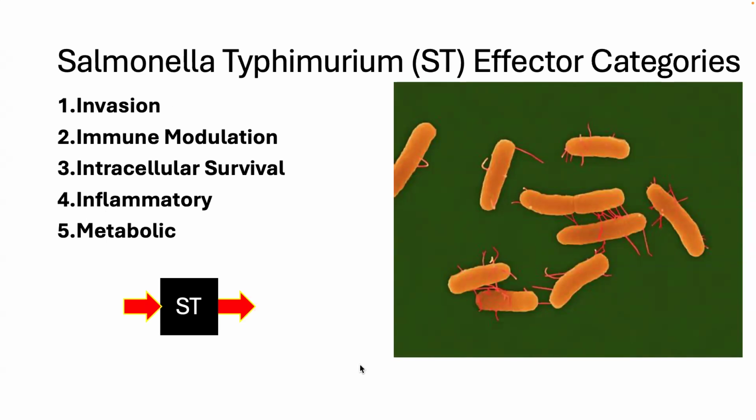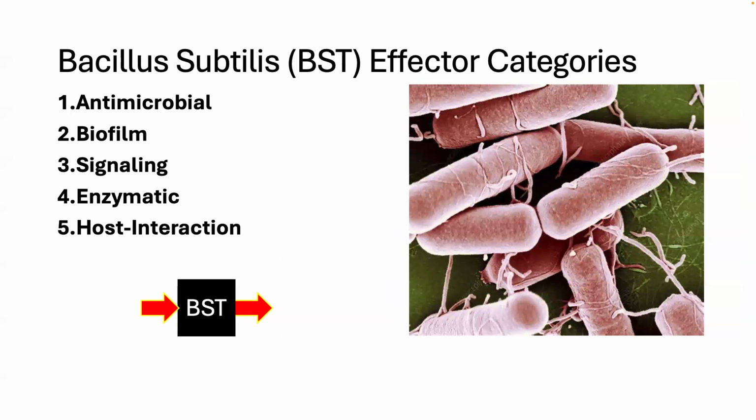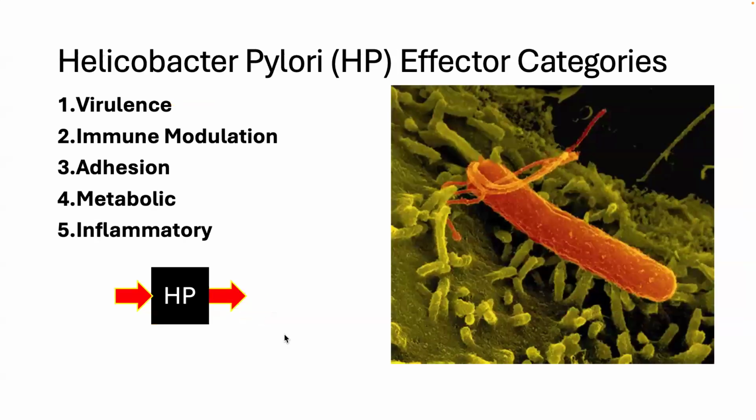For Salmonella, invasion, immune modulation, intercellular survival, inflammatory response, and metabolic. These are the types of categories that start to come up with Salmonella. Once again, this is a bad guy category for that individual bacteria. Bacillus, it's antimicrobial, it has biofilms, signaling, enzymatic and host interaction. So, but overall, not doing too much in the way of nefarious. And so I don't see it as bad as some of the others that we've seen.